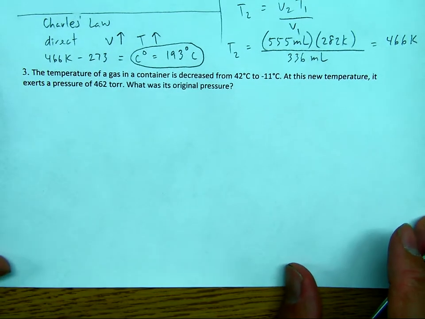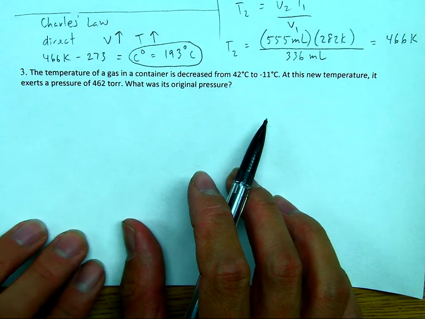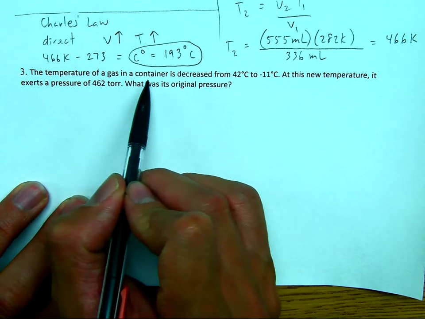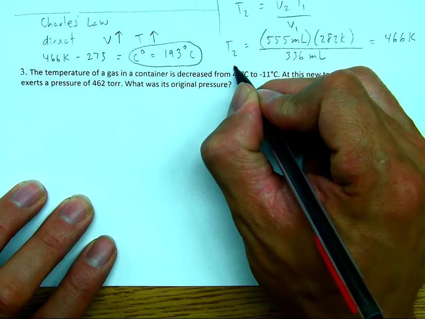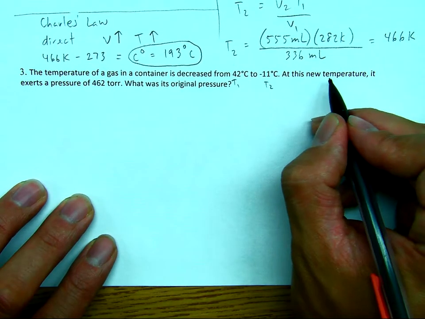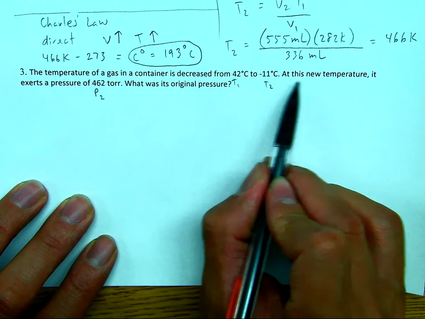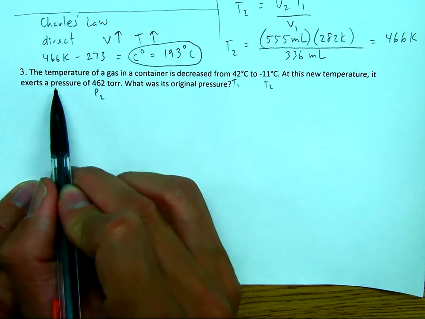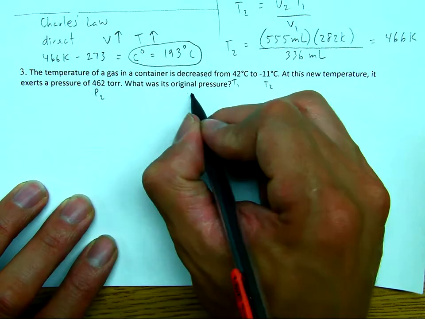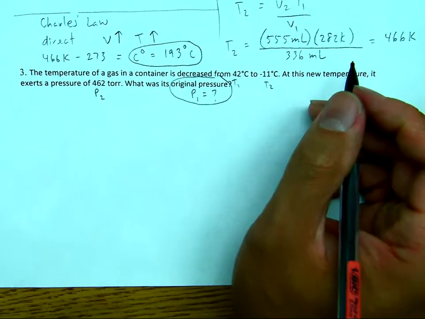Please read this problem to yourself. Okay, so the temperature of a gas in a container is decreased from, so we'll call this T1, and we'll call this T2. At the new temperature, it exerts a pressure, so let's call this P2, right? Because it says at the new temperature, so at T2, it exerts a pressure of P2, 462 torr. What was P1?